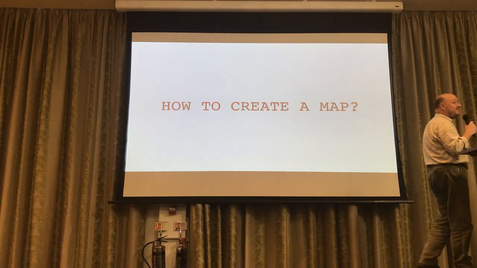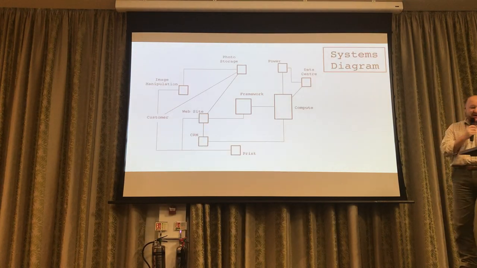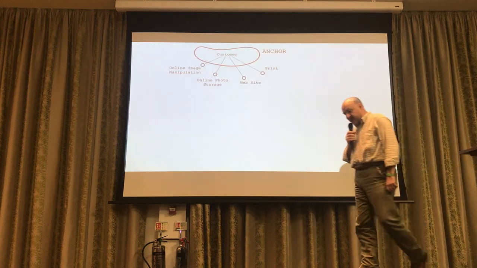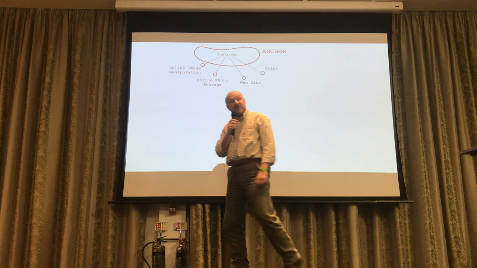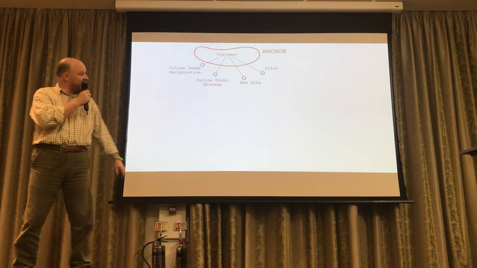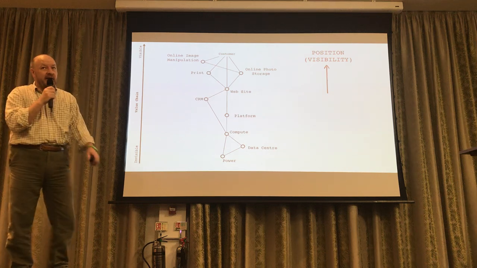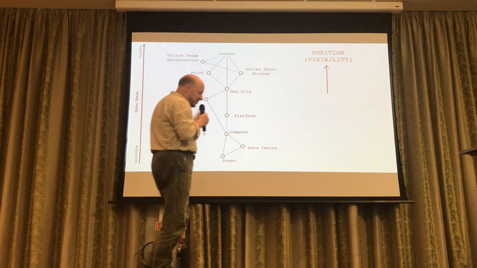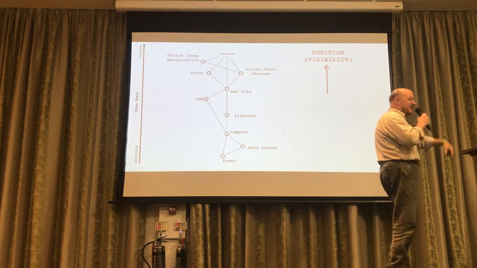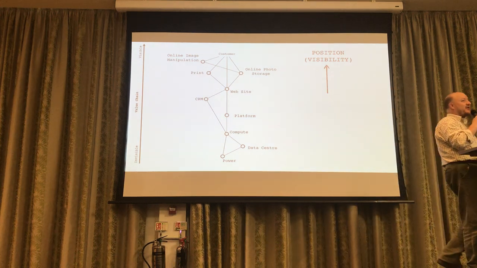So how to create a map? I took a systems diagram, and very simply put an anchor at the top. In this case, the customer. You can have many anchors. You can have the customer, you can have business, you can have regulators. The next thing is to describe position, and you do that through a partially ordered list, a chain of needs. Because what it turns out is this needs that. Now I've got anchor and position.